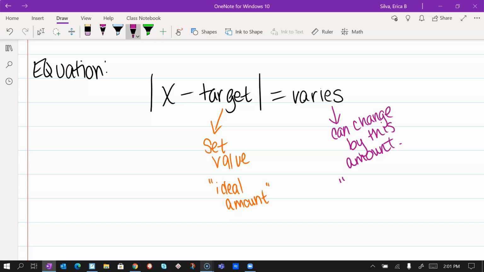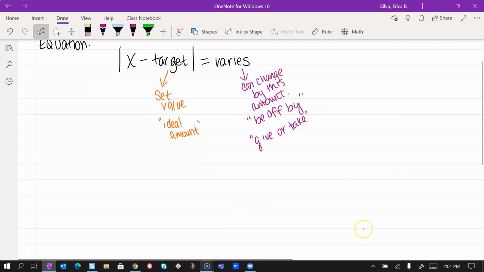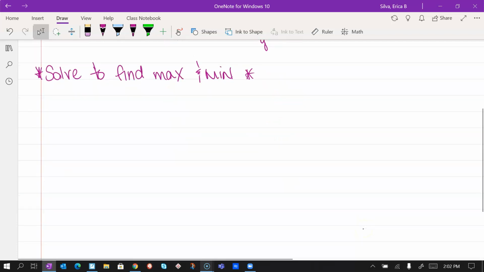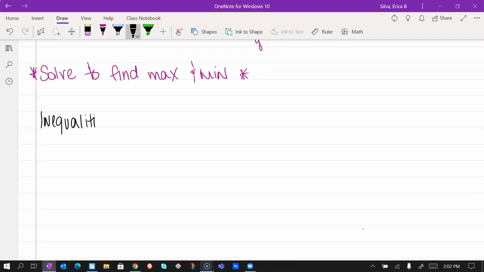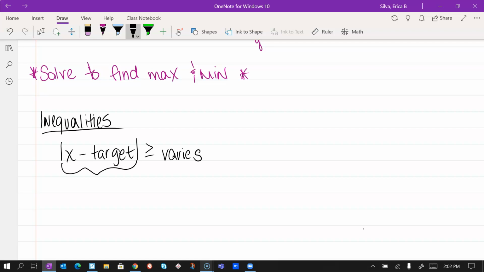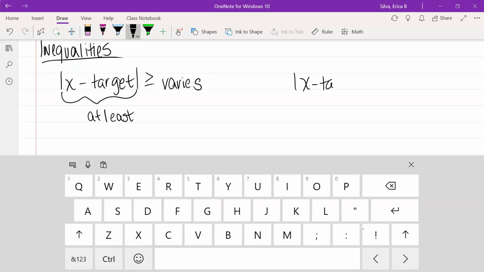So let's go ahead and write down the off by, or when somebody says give or take this value. And then once we write the equation, we solve it to find our maximum and our minimum. So we can also write inequalities as absolute values. So when we have x minus our target greater than or equal to our varied amount, that says this amount has to be at x minus our target less than or equal to our varied amount.